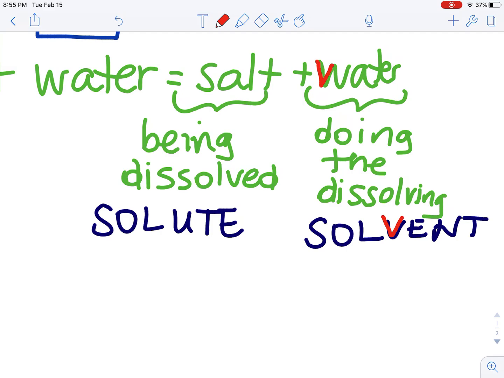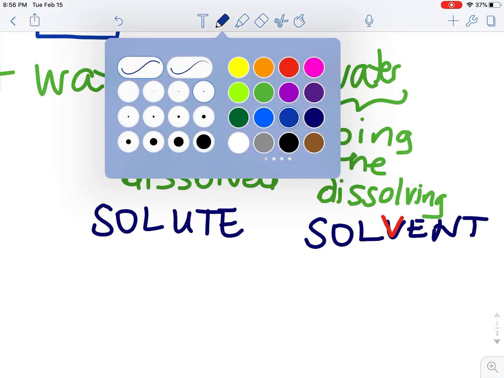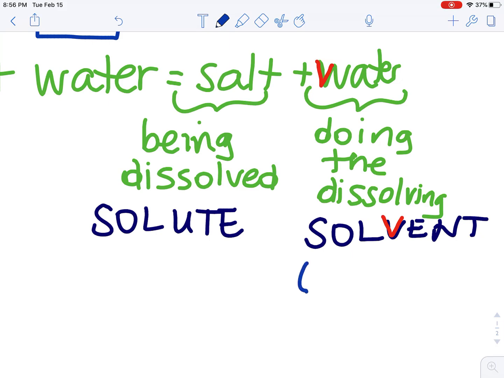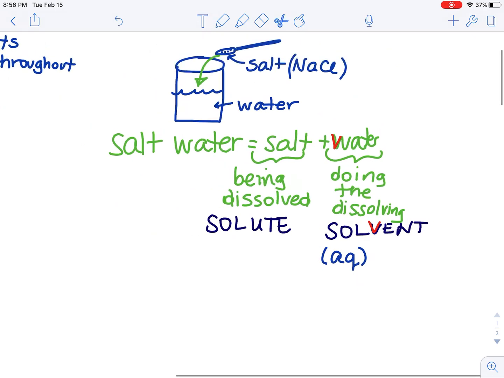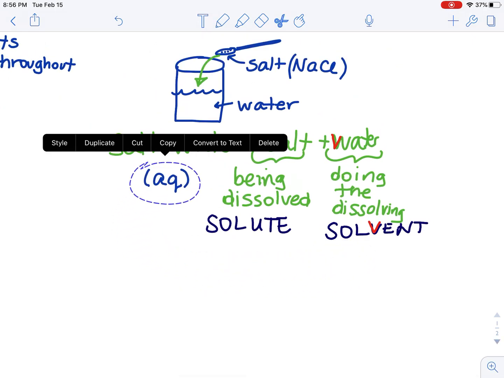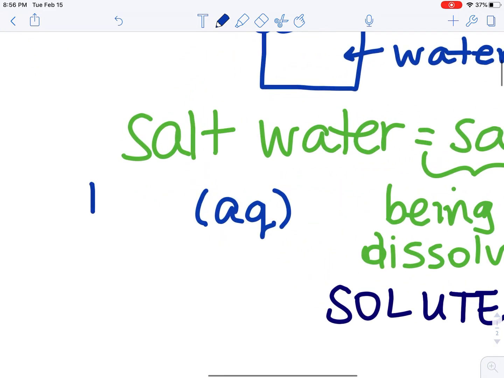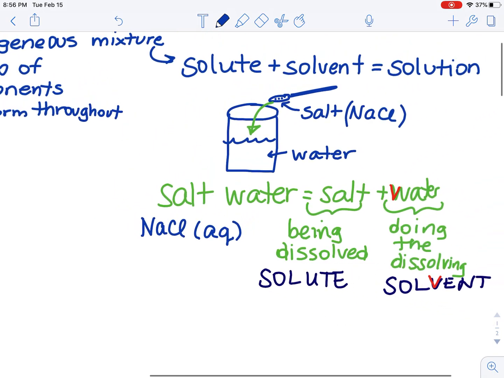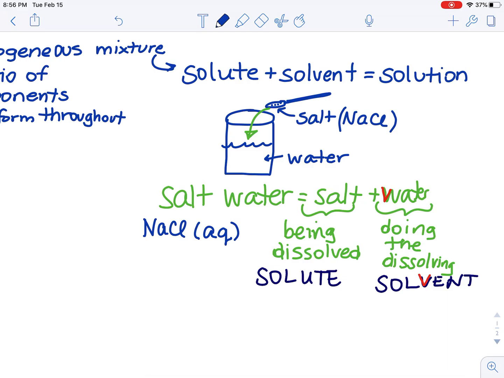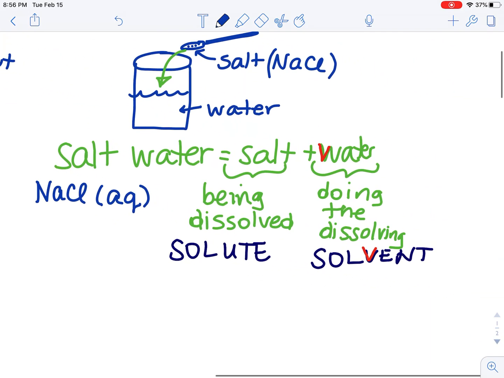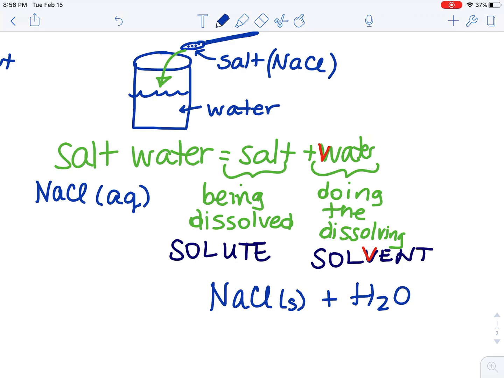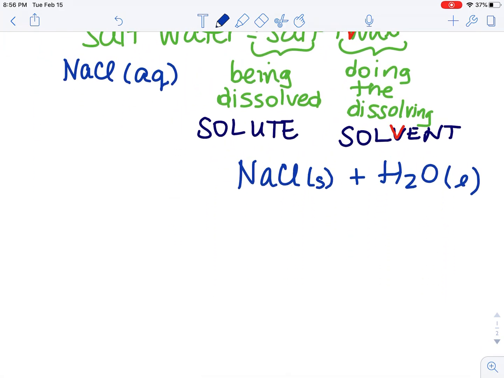Now, most times, water is going to be our solvent, and when it is, we call that state of matter aqueous. So, the salt water that we made, to link it up with things we've learned in previous units, we would have written that as NaCl aqueous. And the expression, if you wanted to think of it that way, is the salt, NaCl solid, plus the water, H2O liquid.